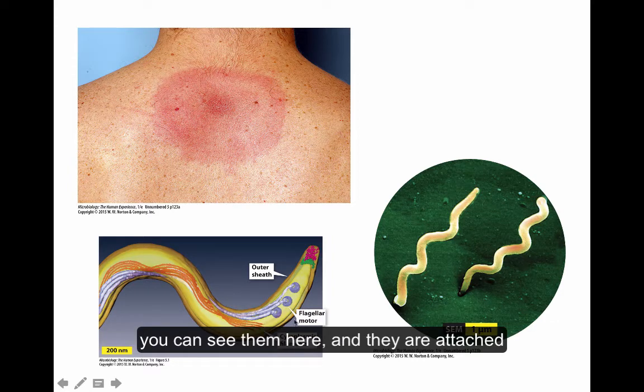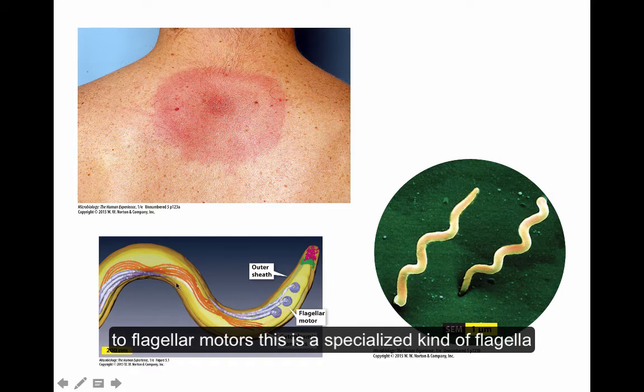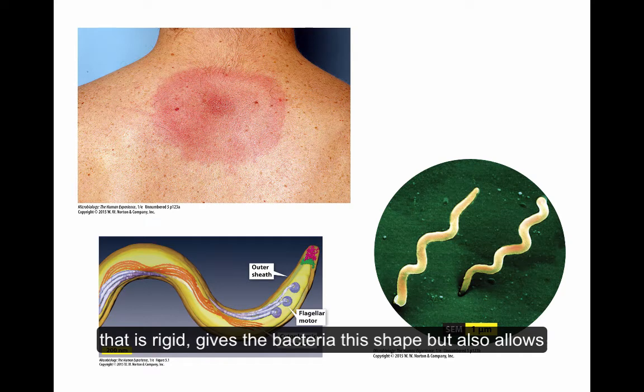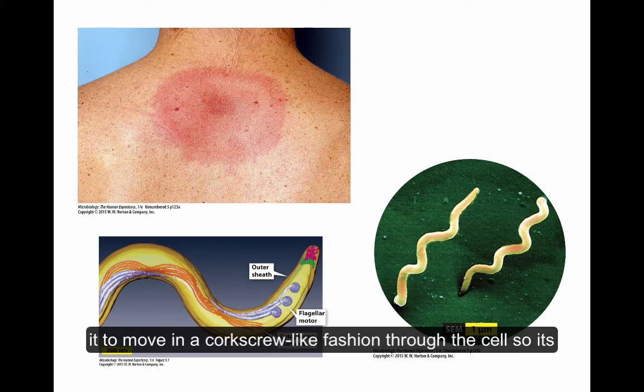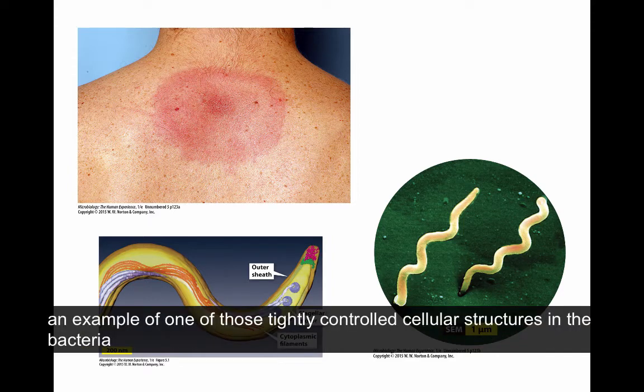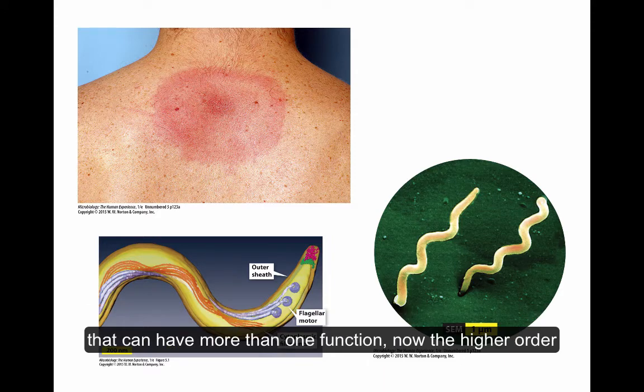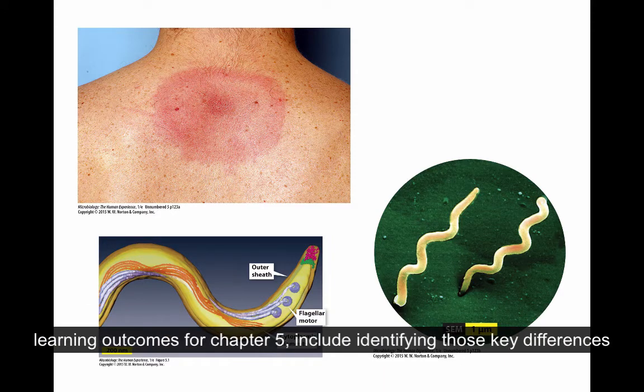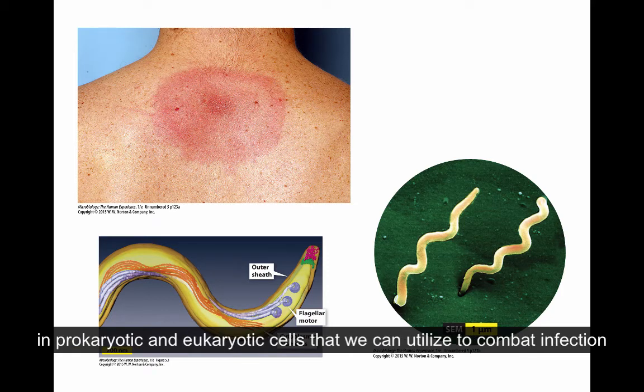And they are attached to flagellar motors. So this is a specialized kind of flagella that is rigid, gives the bacteria this shape, but also allows it to move in a corkscrew-like fashion through the cell. So it's an example of one of those tightly controlled cellular structures in the bacteria that can have more than one function.